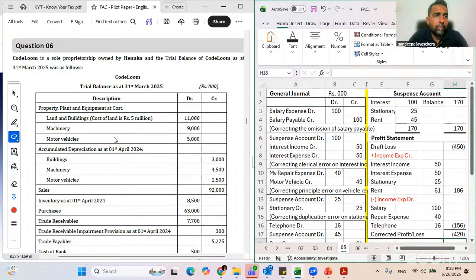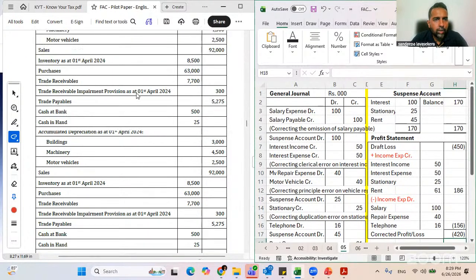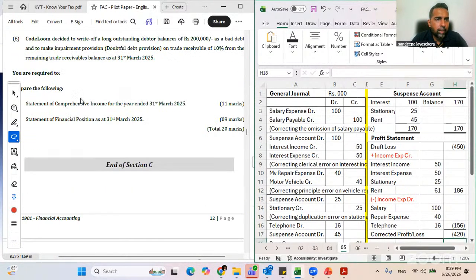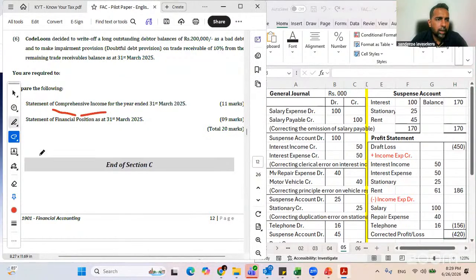So, we have completed part B as well. We did part A, we did part B. We have come to the last segment in our paper, part C. Right, part C of the question paper. That is the preparation of a solved problem. Right. Let's go through the question paper. You just have to prepare the comprehensive income, your income statement, and the financial position.